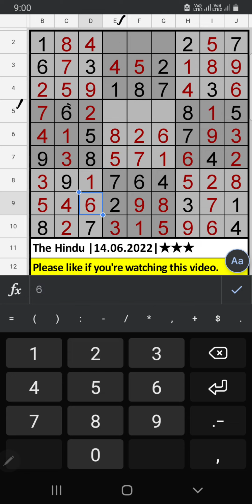Column E, 2 numbers are remaining, 6 and 9. Fifth row, we already have 6. So 6 can't come in this cell, 6 is confirmed here. Then 9 is here. Column F, 2 numbers are remaining, 3 and 4. Second row, we already have 4. So 4 can't come in this cell, 4 is confirmed here. Then 3 is here. Column G, 2 numbers are remaining, 3 and 9. Second row, we already have 3. So 3 can't come in the cell, 3 is confirmed here. Then 9 is here.